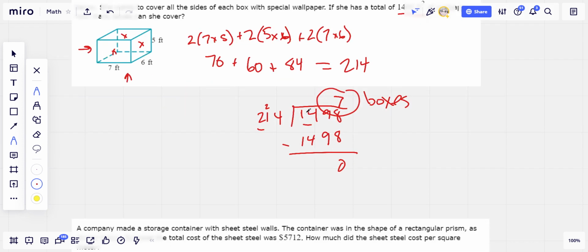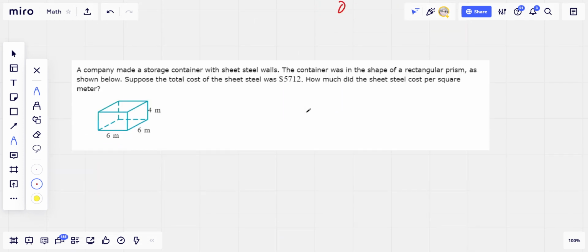All right, let's try one more of these. This one says a company made a storage container with sheet steel walls. So this box, this rectangular prism, is made out of sheet steel. The container was in the shape of a rectangular prism, as shown below. Suppose the total cost of the sheet steel was $57.12. How much did the sheet steel cost per square meter?